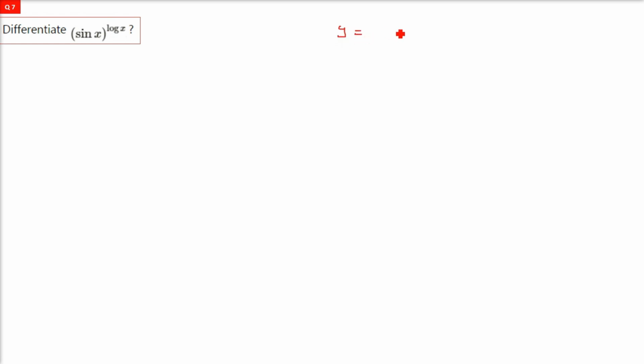Differentiate sin x to the power log x. So let us take this as y. Y is sin x to the power log x. So first thing we'll do is what? We'll take log on both the sides. So log y is equal to, when we take log, this log x which is in the power, it will come in front. So log x, log of sin x. Alright. Then we will do the d by dx.